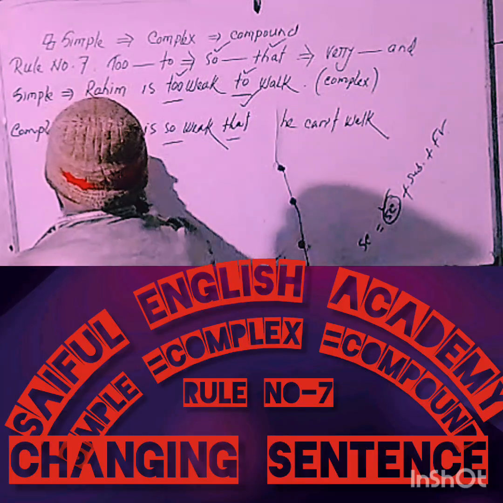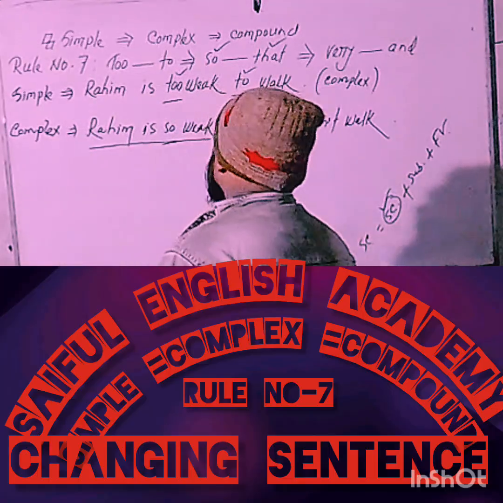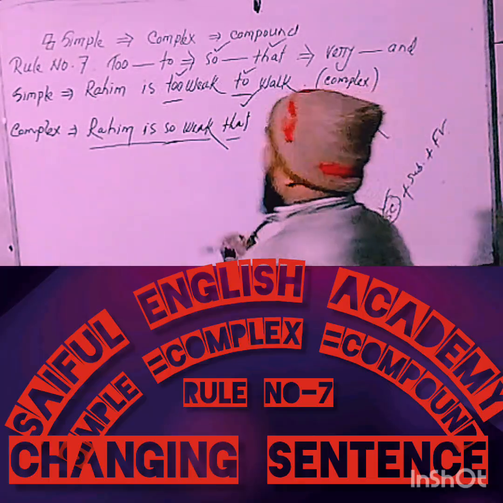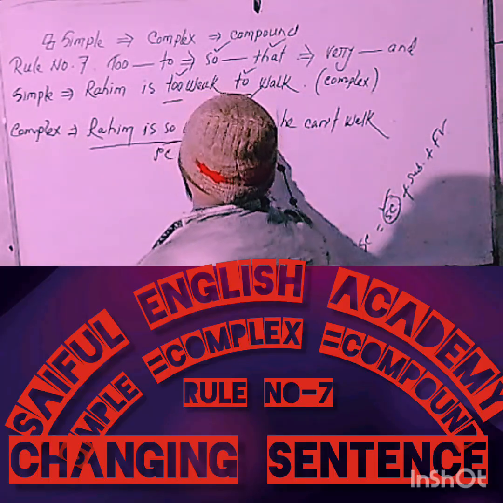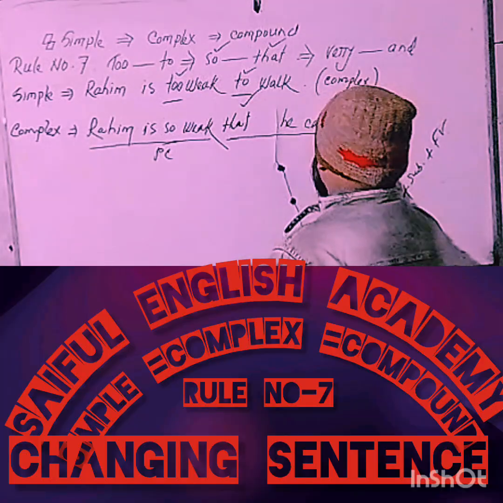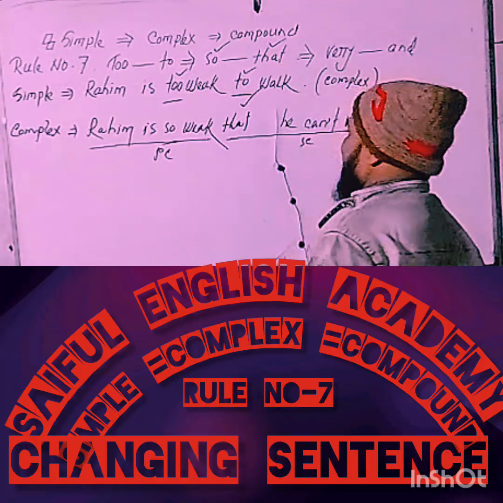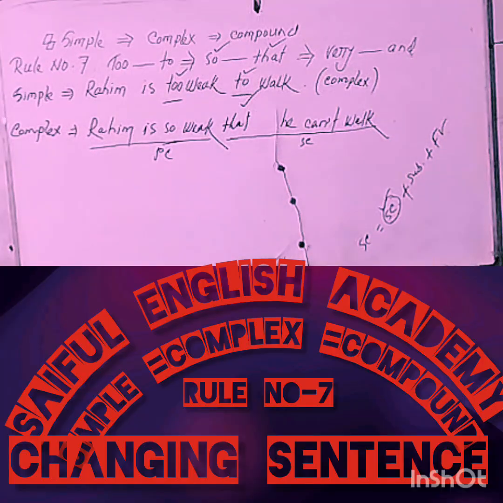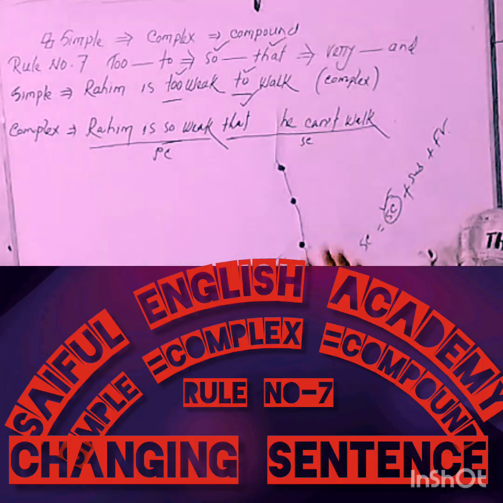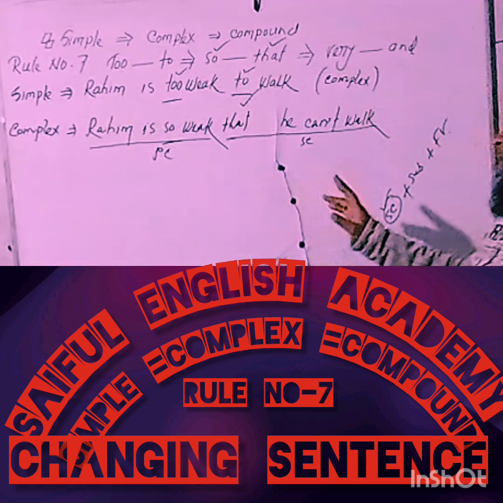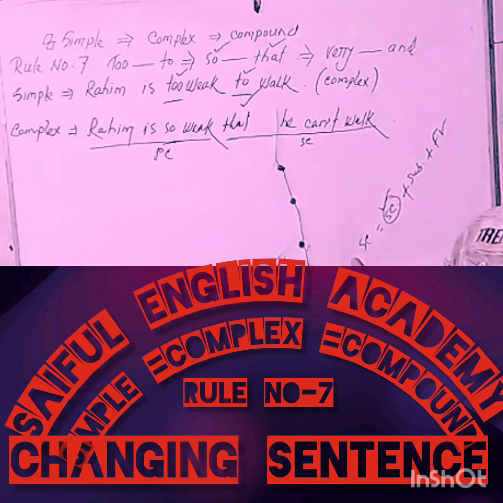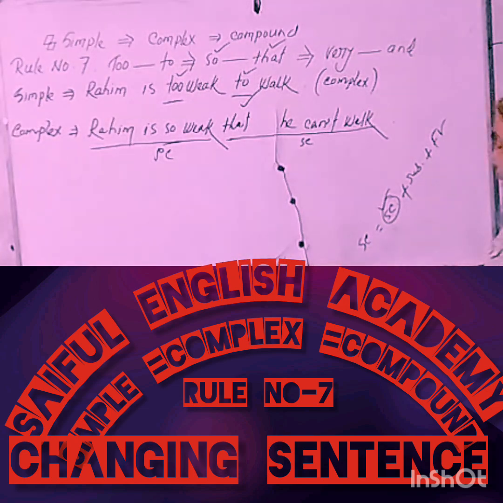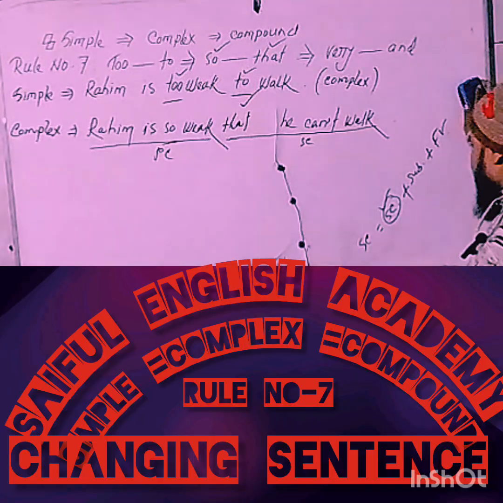My dear learners, we can see that this sentence has two clauses. Rohim is so weak is the principal clause, and that he can't work is a subordinate clause. And according to the definition of a complex sentence, we can see that, my dear learners, a complex sentence is a type of sentence which has a principal clause and a subordinate clause. I hope you have understood clearly.